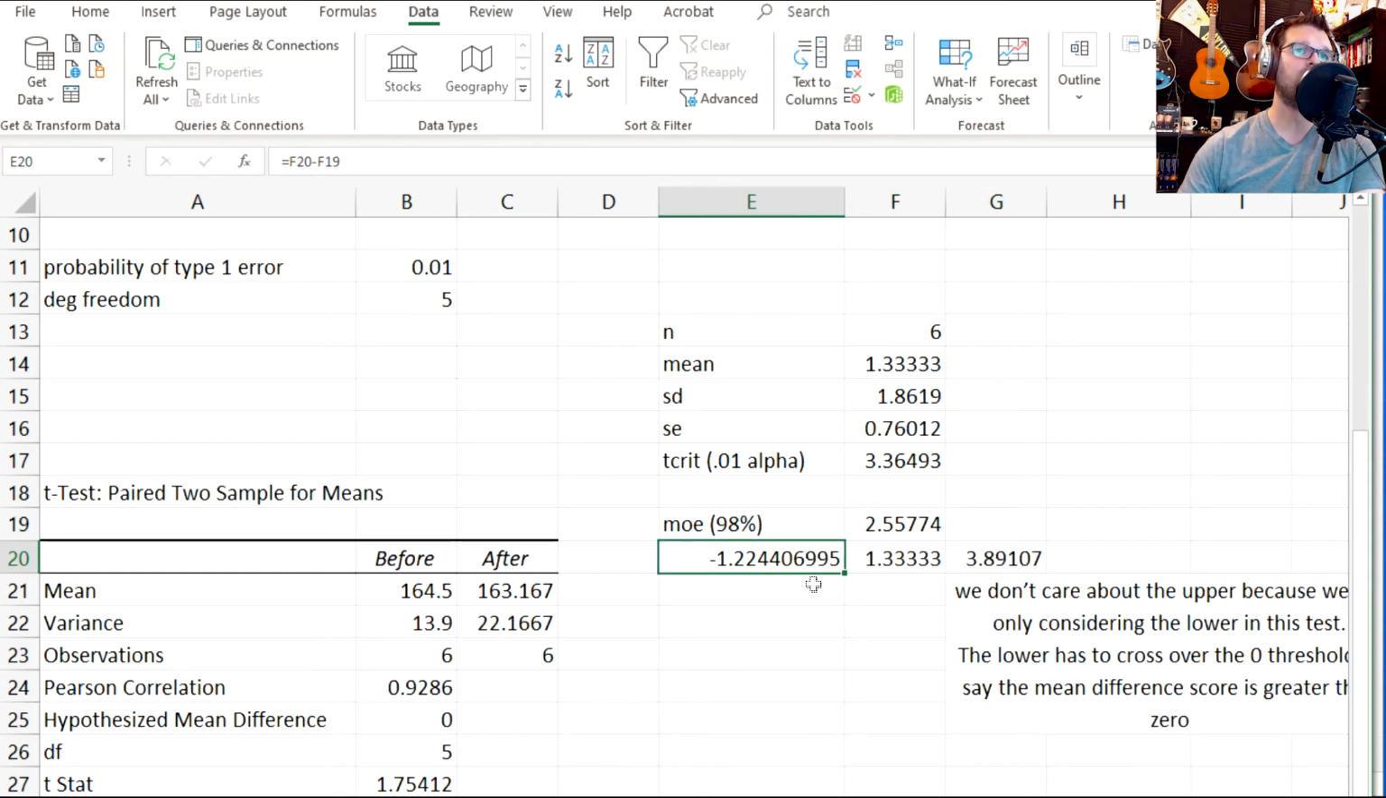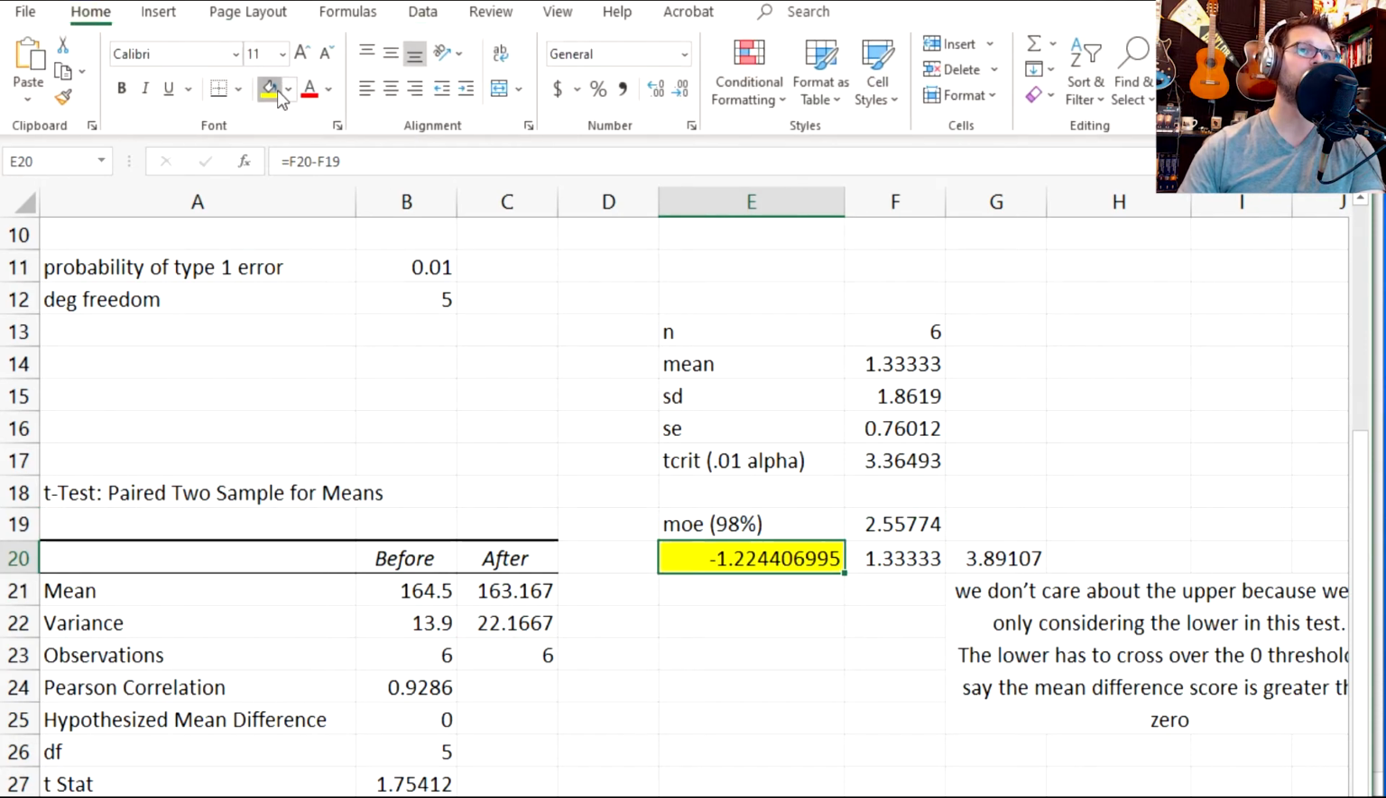And so if we overcome the margin of error of 2.55774, the lower level of the confidence interval is going to be greater than 0. So I can already tell you right now, because the lower level of this 98% confidence interval is not above 0, we're going to fail to reject the null. We don't care about this right here at all because it's a one-tailed test. We only care about the lower portion of that.